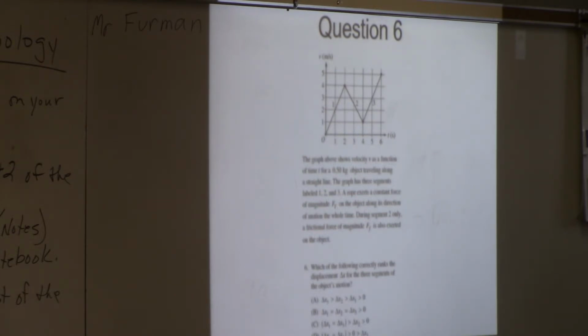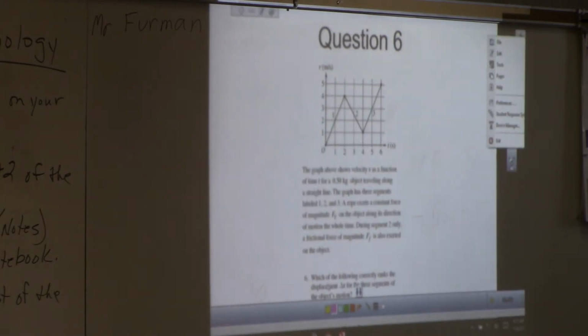This is a velocity versus time graph for a 0.5 kilogram object traveling along a straight line. The graph has 3 segments, 1, 2, and 3. A rope exerts a constant force of magnitude Ft on the object along its direction of motion the whole time. During segment 2 only, a frictional force is also exerted on the object. A lot of distractors in this problem. Ultimately, what the problem is asking for is to rank the displacement for the three segments of the object's motion.